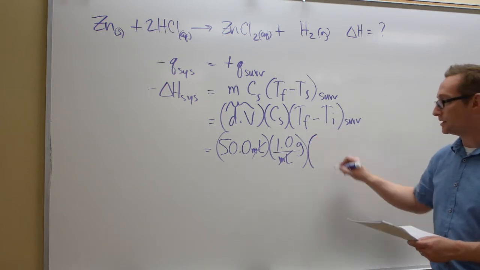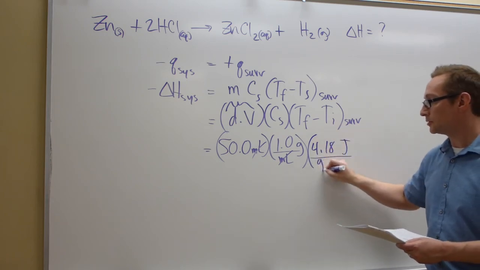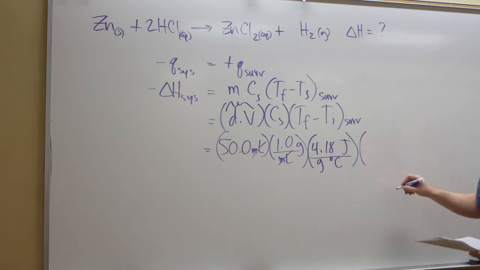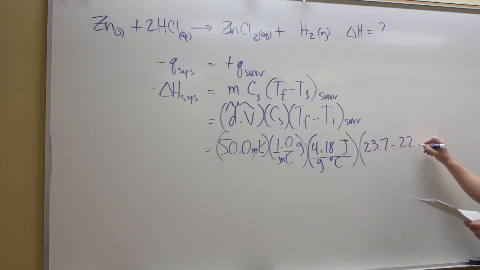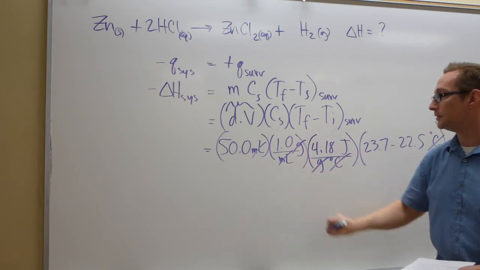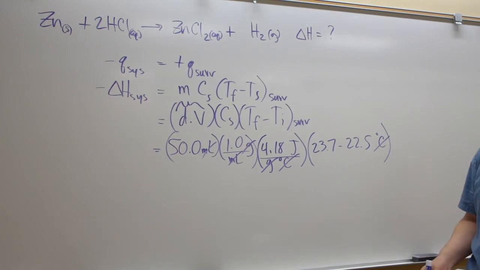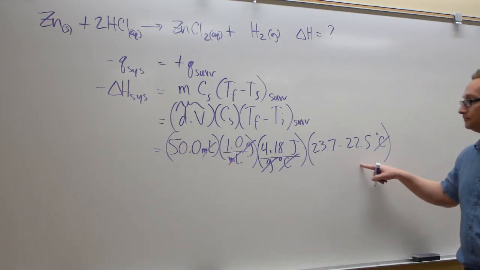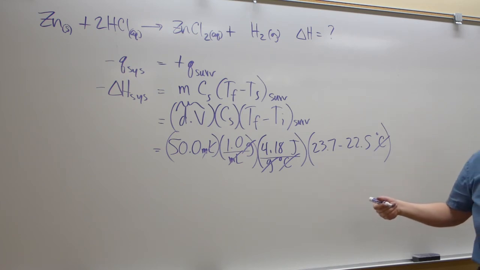It tells us that the specific heat is 4.18 joules per gram per degree C. And then T final is what? It's 23.7 minus 22.5. So do you see how it's very similar to that setup for the bomb? Right? It's just a different equation to use.